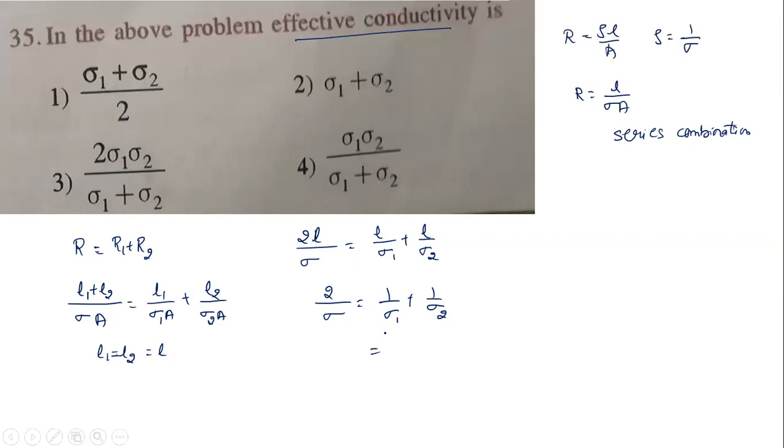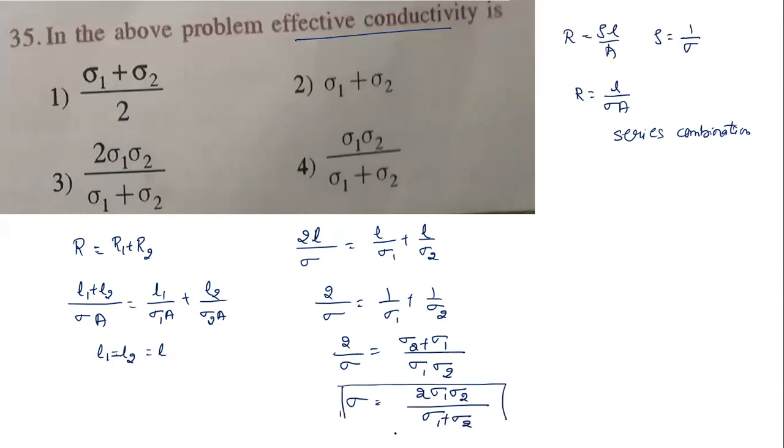On the right hand side, you are going to take the LCM. It will become what now? Sigma 2 plus sigma 1 by sigma 1 into sigma 2. That becomes 2 by sigma. Then sigma equal to what now? 2 times sigma 1 into sigma 2 divided by sigma 1 plus sigma 2. That is the effective conductivity in the case of the previous problem.